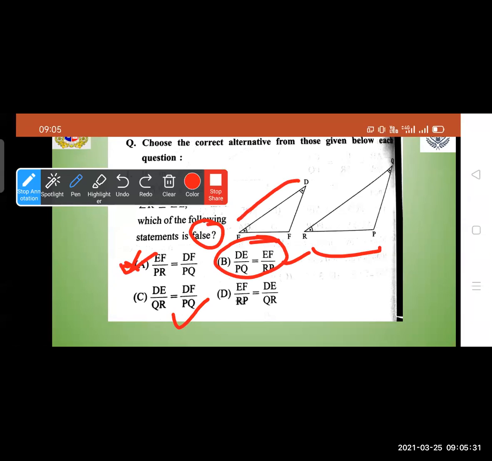So see, DA by PQ. This side divided by this. This side is always equal to this, a ratio of this side is equal to this. So here this condition is false. So the correct option is B. Then don't go on to C and D.